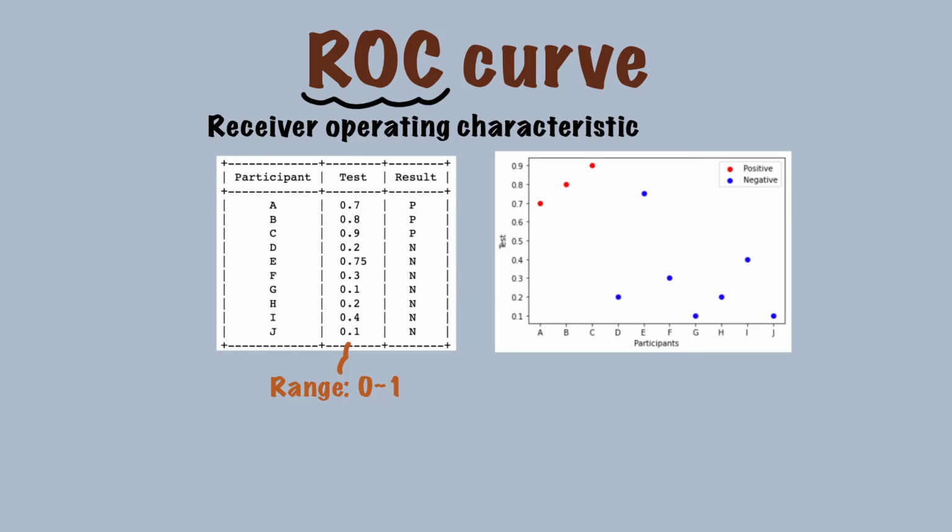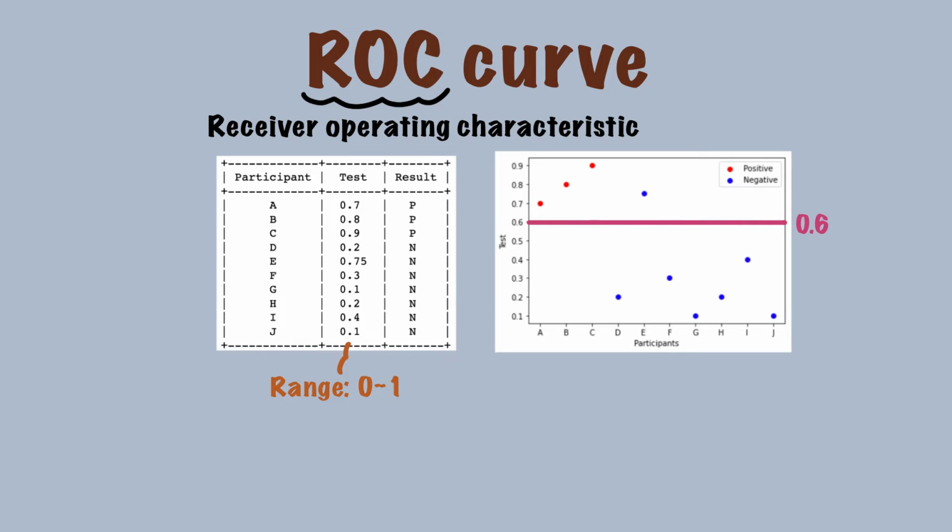However, how do we decide the threshold or the cutoff? Which criterion should we choose? Before answering this question, let's see what happens if we set the cutoff as 0.6. By setting the cutoff as 0.6, people with test number higher than 0.6 will be classified as positive, otherwise negative.